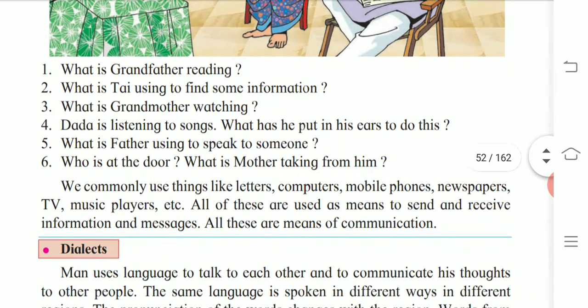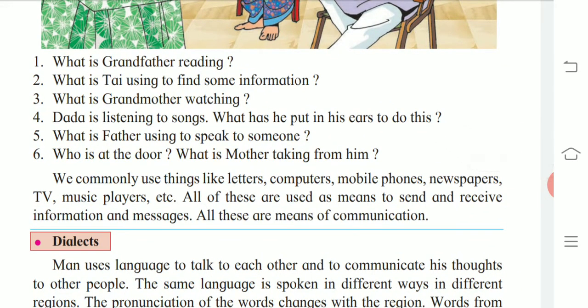We commonly use things like letter, computer, mobile phone, newspaper, TV, music player, etc. All of these are used as means to send and receive information and messages. All these are means of communication.